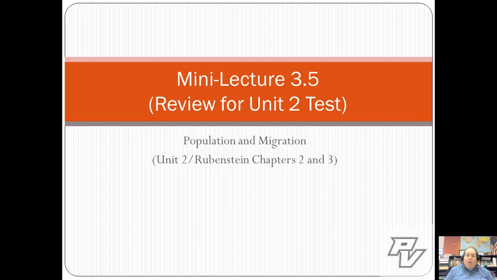Good evening, everybody. This is the Unit 2 review for AP Human Geography. We're going to be talking about population and migration. This is chapters 2 and 3 in your cultural landscape textbook.